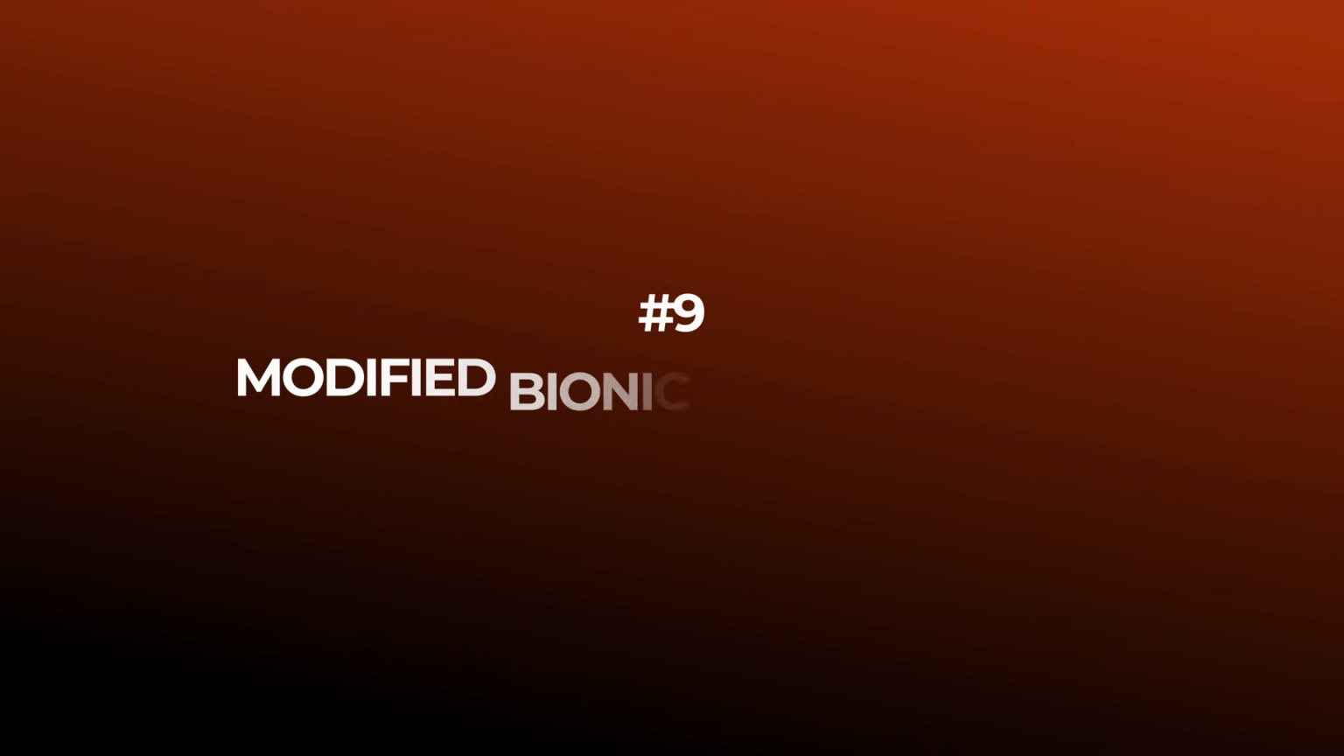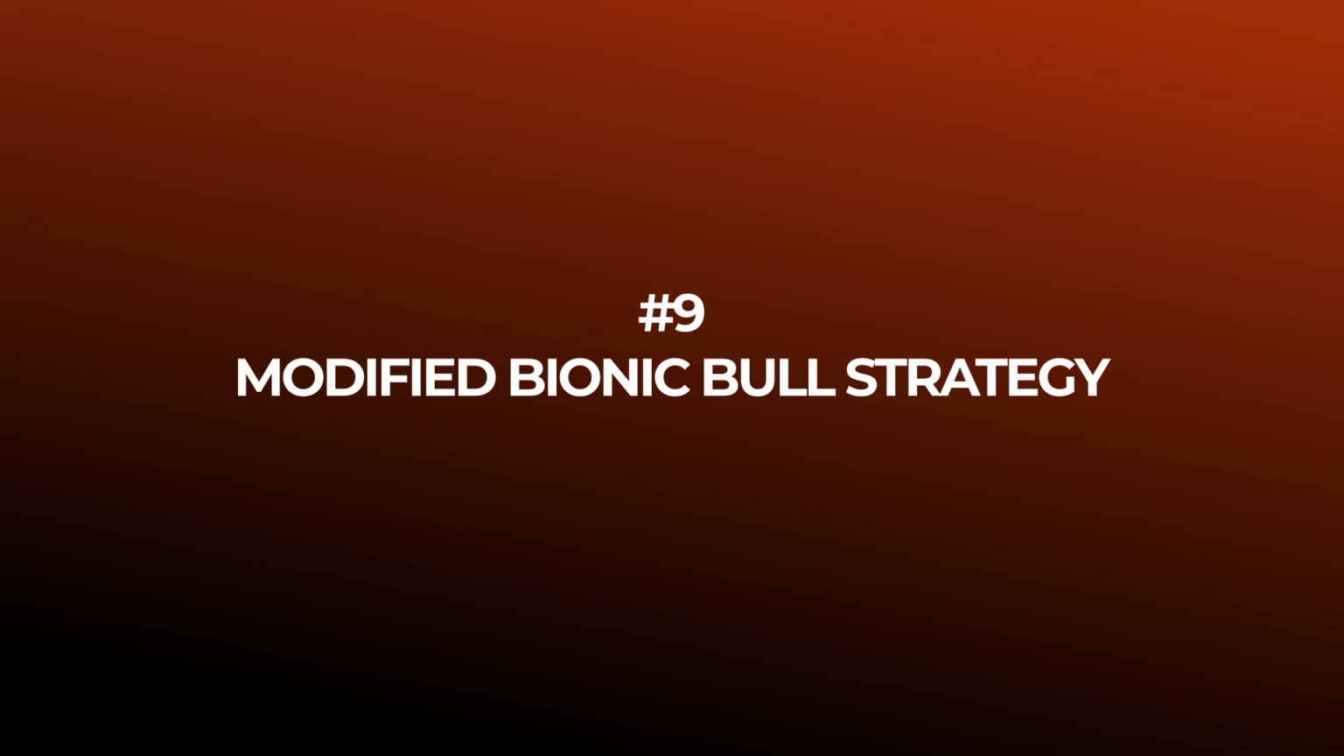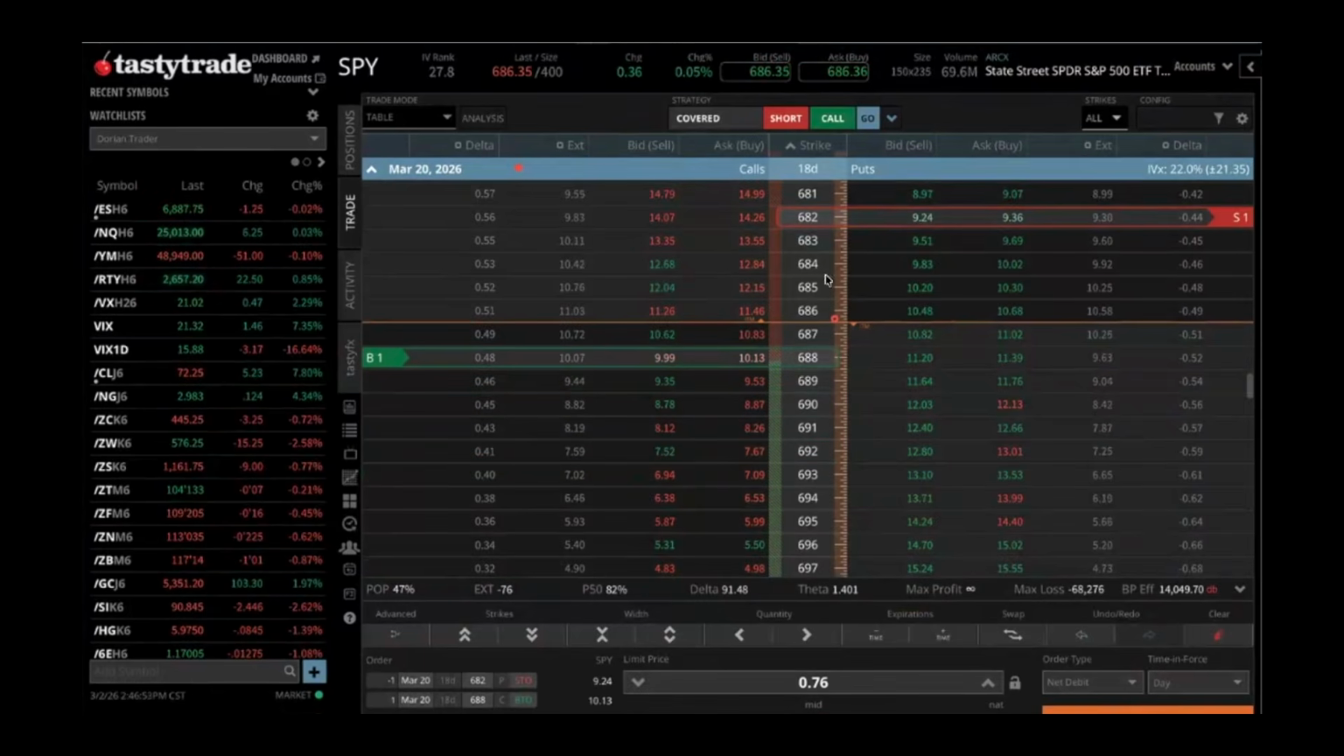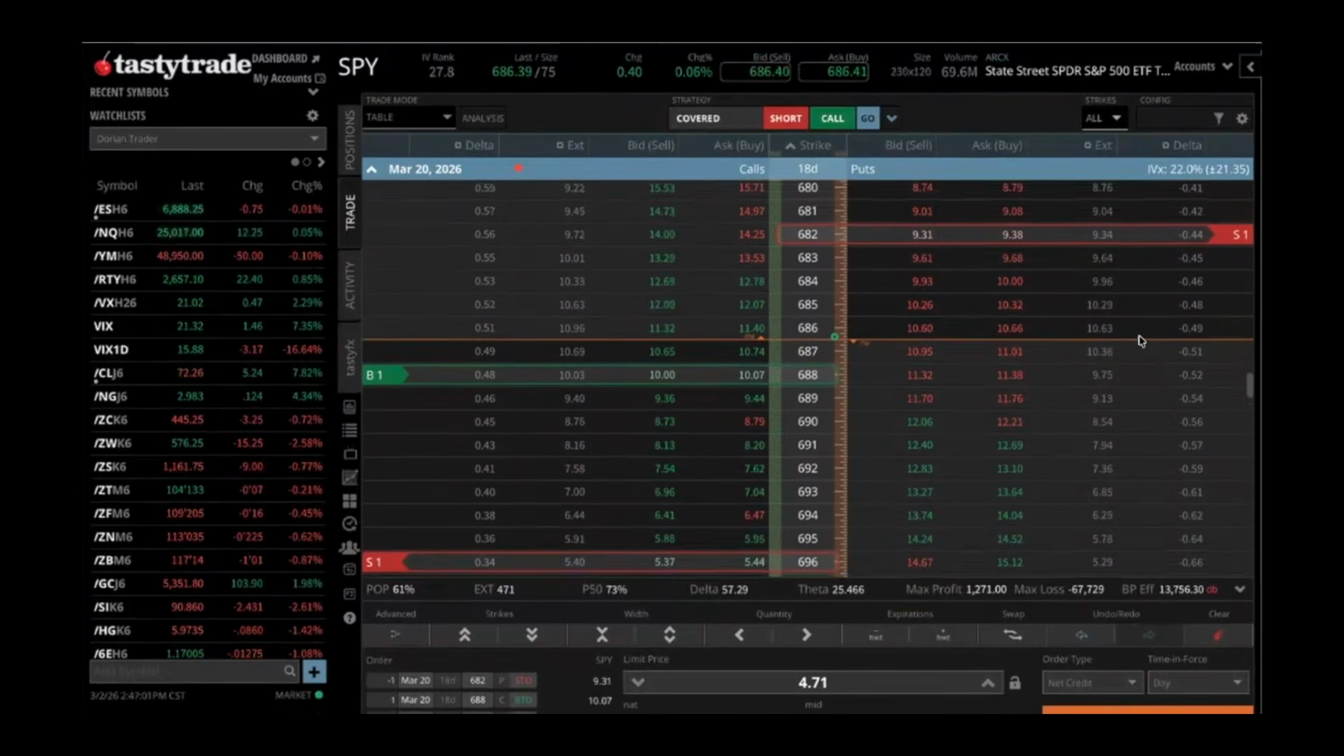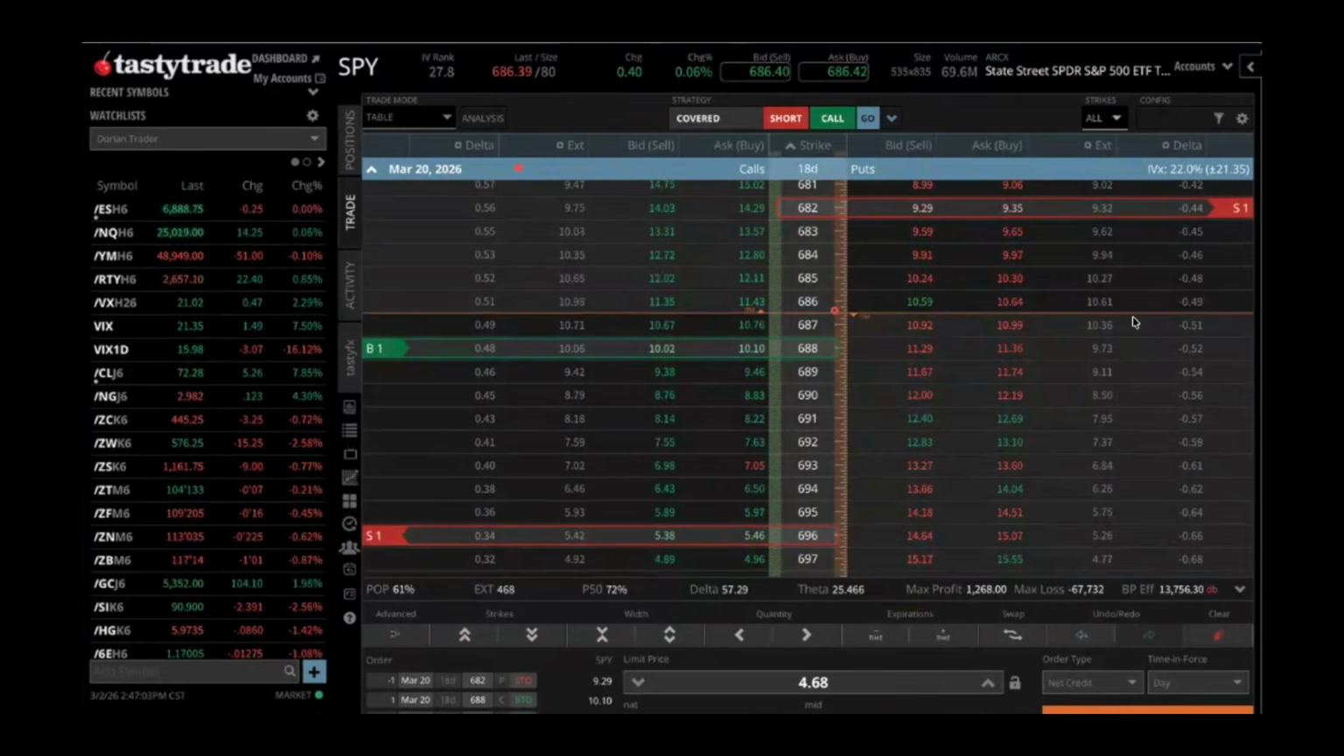We can also break it down and do what is called a modified bionic bull. We can sell that put still, and then we can decide to buy this call here, for example. So once again, it's taking basic strategies and putting them together to make another basic type of strategy. In this example here, this is a call spread. This is an 8-point wide call spread. So each point equals $100. So you've got 8 times 100. So this spread is worth $800.